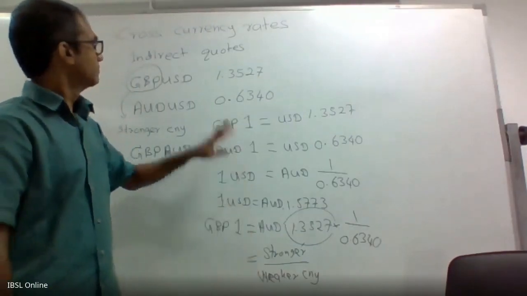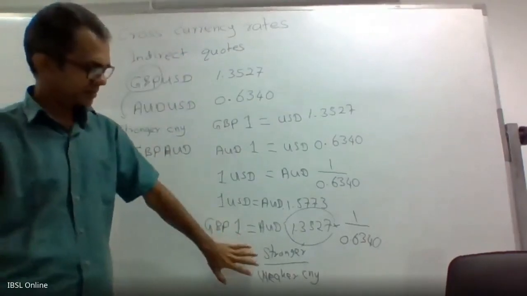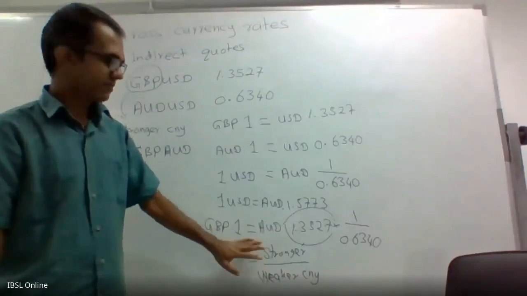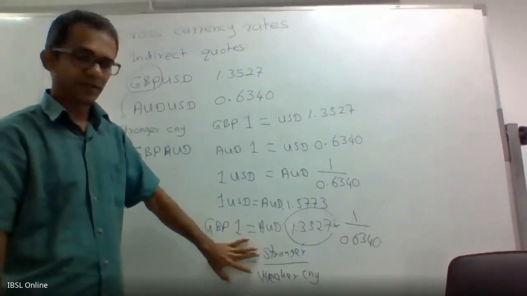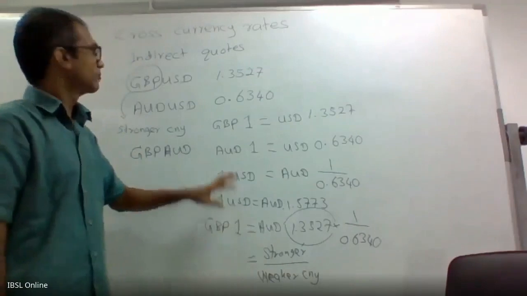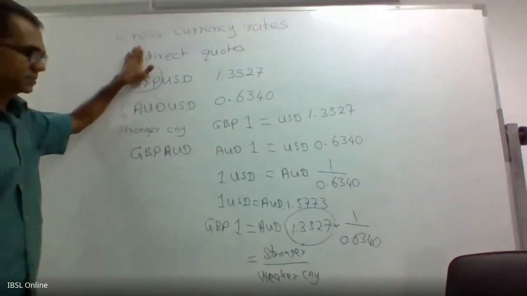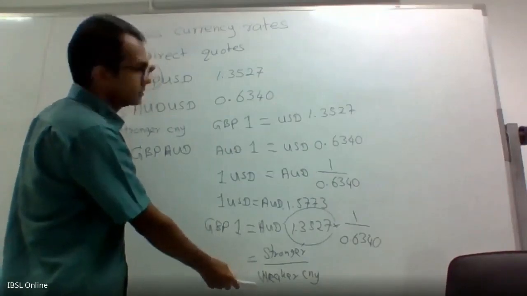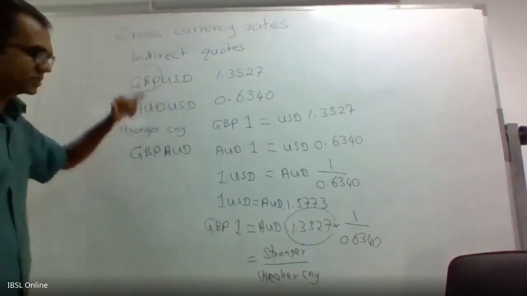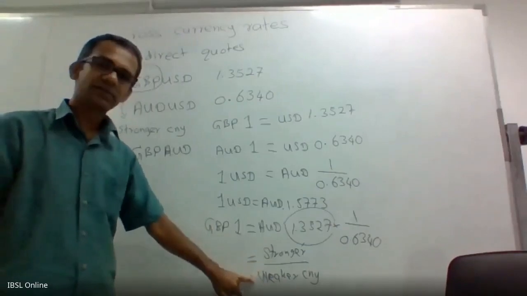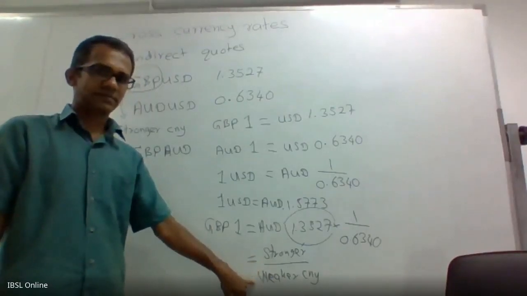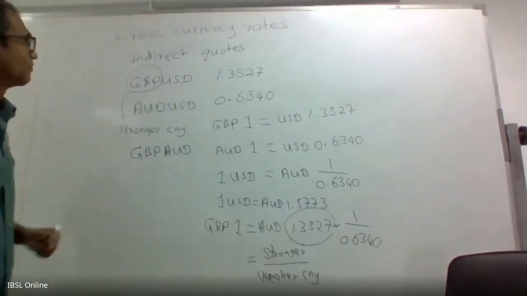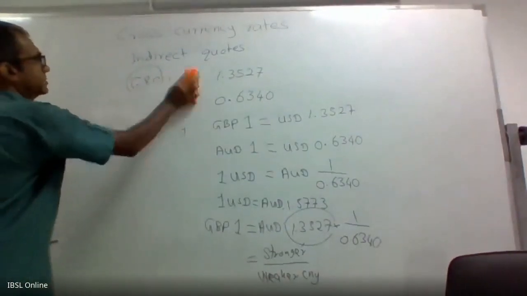like when you have two direct quotes, but the currencies are the other way around. We have changed the denominator and the numerator. When you have two direct quotes, weaker currency rate divided by the stronger currency. When we have two indirect quotes, stronger currency divided by the weaker currency. That's the rule. Then we have one more combination. What is that?